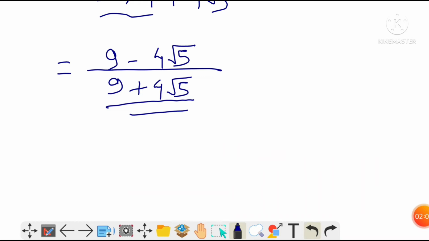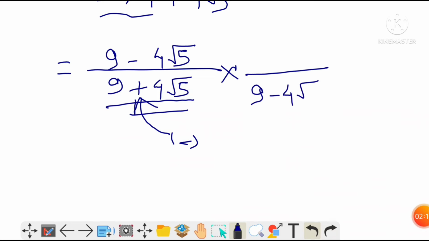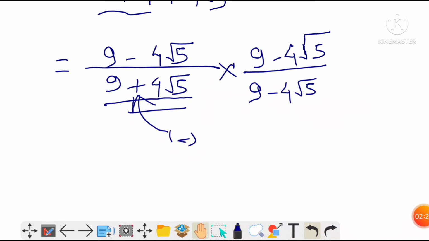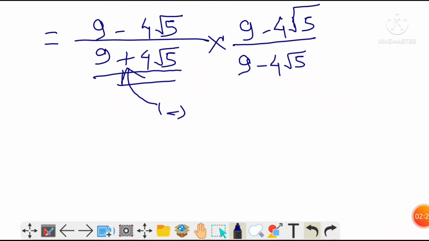Now we have to rationalize it. Why? Because we have got the root in the denominator. So we'll take the negative as the rationalizing factor, that is 9 minus 4 root 5 as our rationalizing factor. Now by multiplying we'll have 9 minus 4 root 5 into 9 minus 4 root 5.